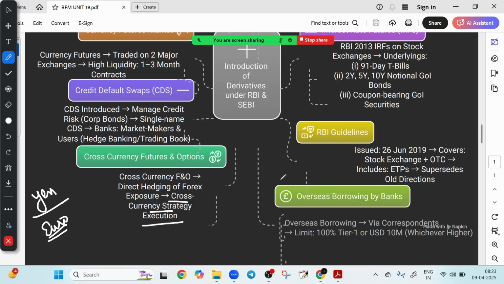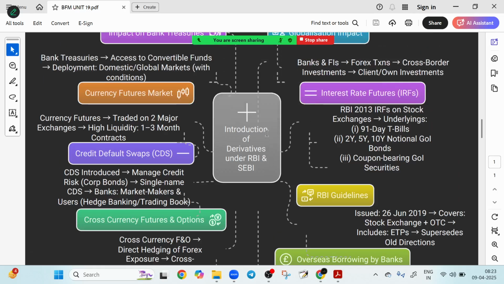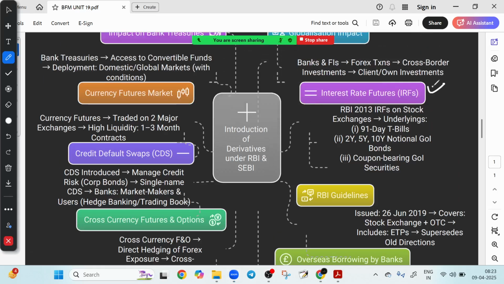Then we have something called interest rate futures, IRF. Do you know what is IRF? Let me show you. On the right hand side you can see interest rate futures. See, since 2013, IRFs are available on the stock exchange in India.